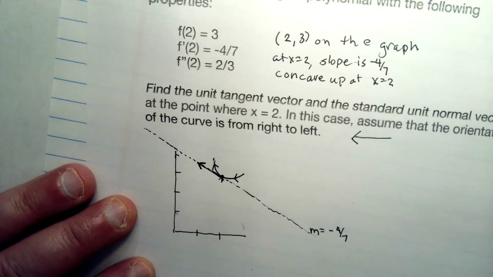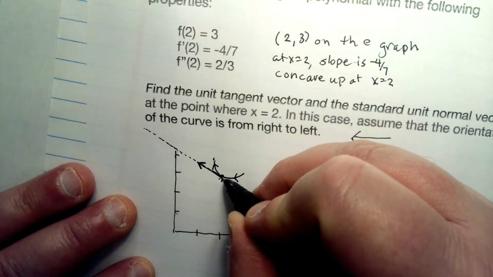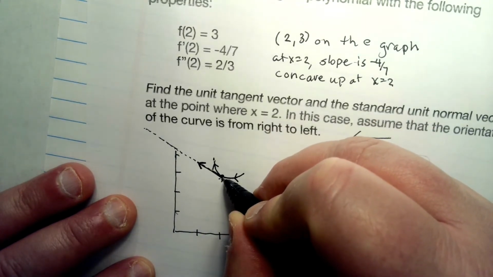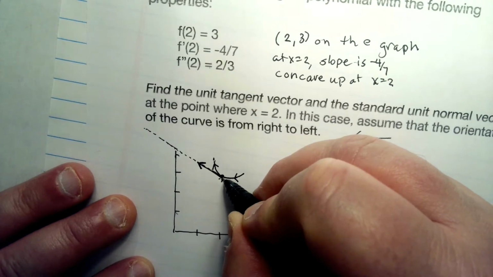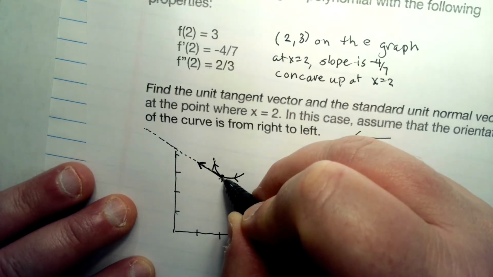Now what about our unit normal vector? Well, the unit normal vector at this point is going to be perpendicular, or orthogonal if you prefer that word, to the unit tangent vector.